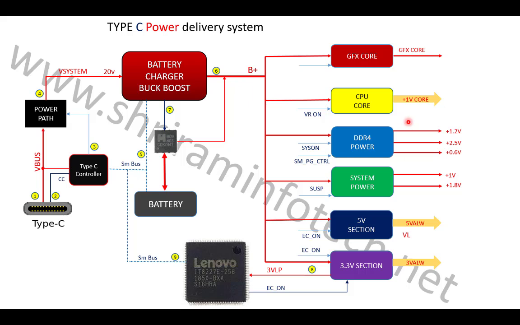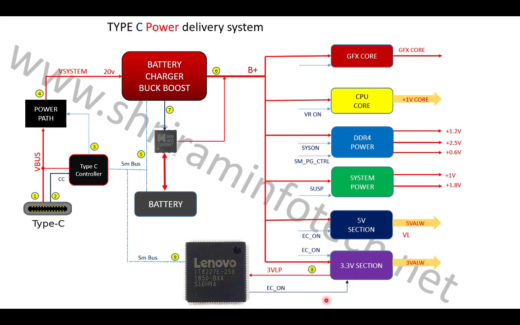So here are the different buck converters. Here is a 3.3 volt buck converter, and here is a 5 volt buck converter. Then the system voltage, that is 1 volt and 1.8 volt, and then the DDR4 voltage, that is 1.2, 2.5 and 0.6, and then the CPU core, and finally the graphics core. All this power is enabled by this SIO. Here is the SIO, and the SIO controls and manages all the power.